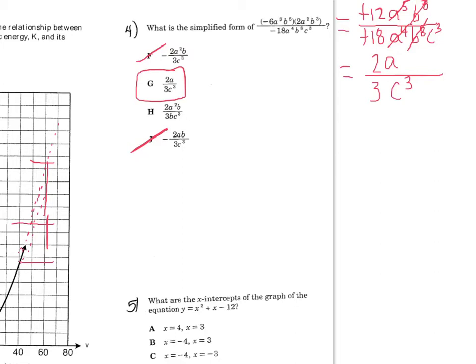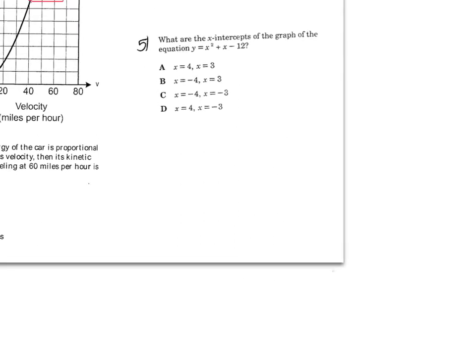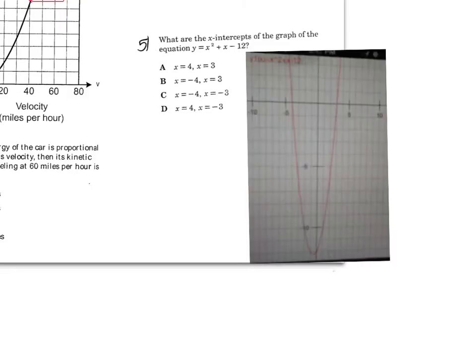Okay, problem number 5. What are the x-intercepts of the graph of the equation y equals x squared plus x minus 12? So again, I'm going to type this in on my graphing calculator. So let me do that on my app, and then I will put the picture in the video. Okay, here is the picture of the graph. Again, it's asking for the x-intercepts, so you can see that I have an x-intercept right here, and then my other x-intercept is right here. It appears that the one on the right side is at 3.